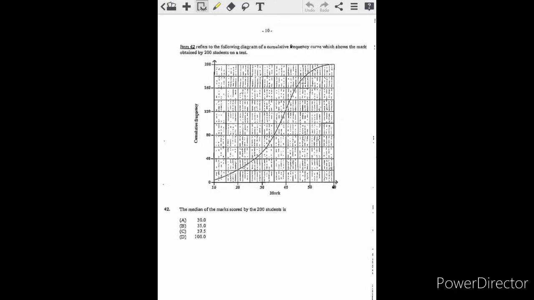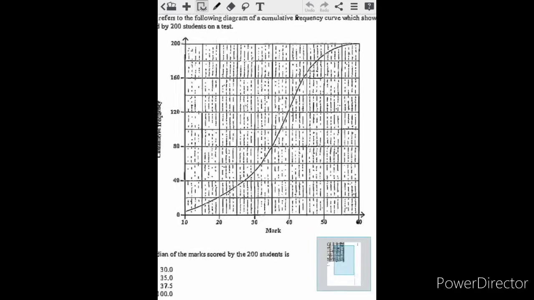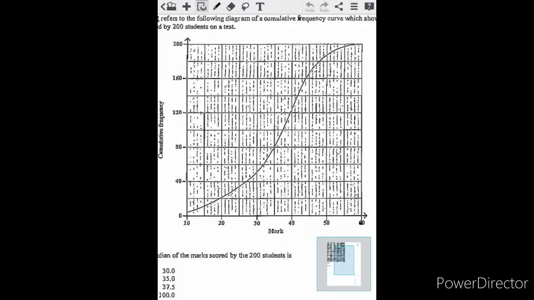Question 42. Item 42 refers to the following diagram of a cumulative frequency curve which shows the mark obtained by 200 students on a test. 42, the median of the marks scored by 200 students, and median again is the middle. So if it's 200 students, then the middle would be 100, which is somewhere about there. Now we need to find the mark corresponding to that value.